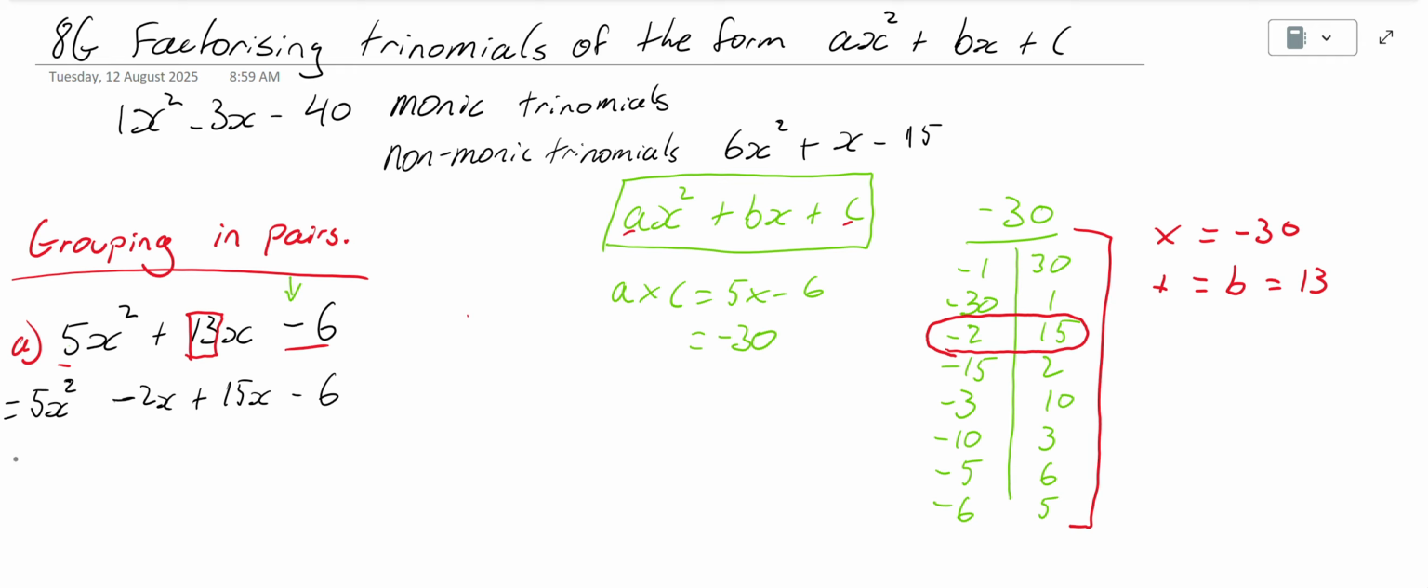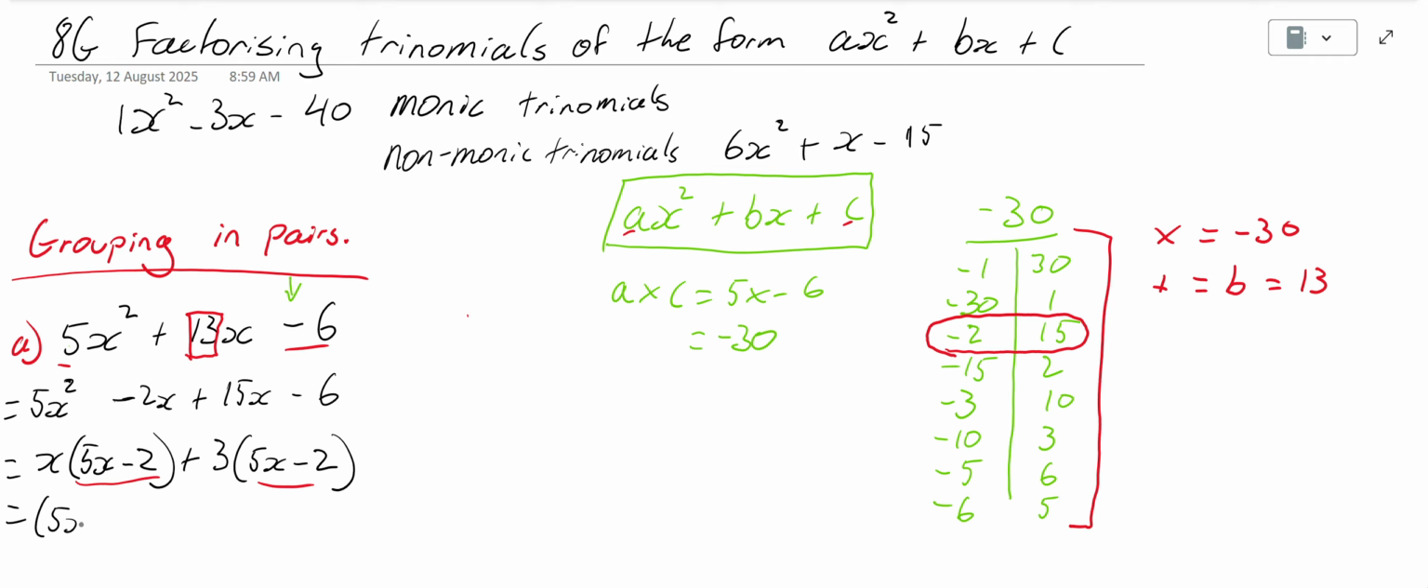Now I'm going to factorize each group of pairs. The common factor between 5x squared and negative 2x is x, which leaves us with 5x minus 2. And then the common factor between 15x and negative 6 is 3, which leaves us with 5x minus 2. Do these two brackets match? Yes, they do. Perfect, we're on the right track.